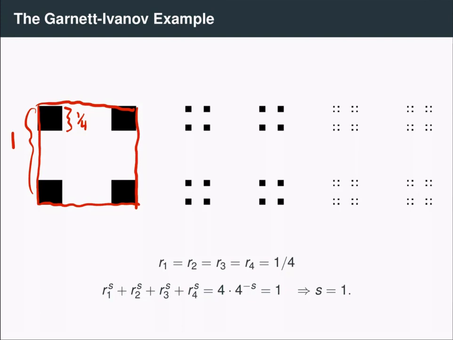So notice that these contractions satisfy the open set condition using the interior of the unit square as our open set, since the images of these sets are clearly disjoint. Repeating this process indefinitely, the resulting set looks like this over here. And using the formula on the previous slide, using the fact that the contraction ratios are all equal to 1/4, and there are exactly 4 of the ratios, the sum of the contraction ratios to the S simplifies down to just this quantity, and setting it equal to 1, it's easy to solve for S, and in this case it's equal to 1. So this is a one-dimensional, totally disconnected set.